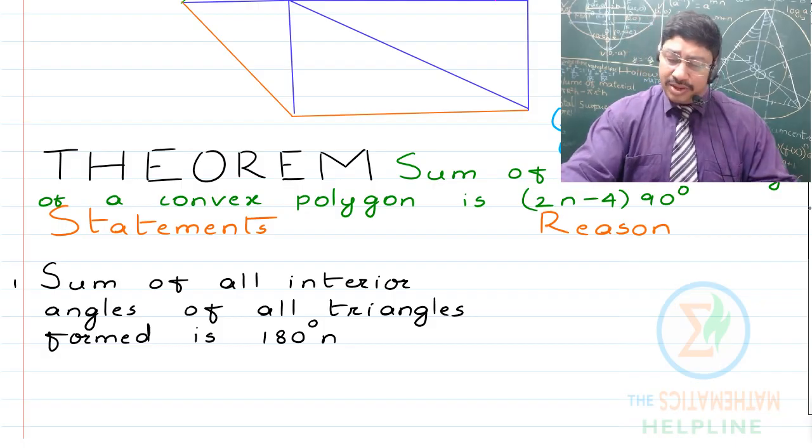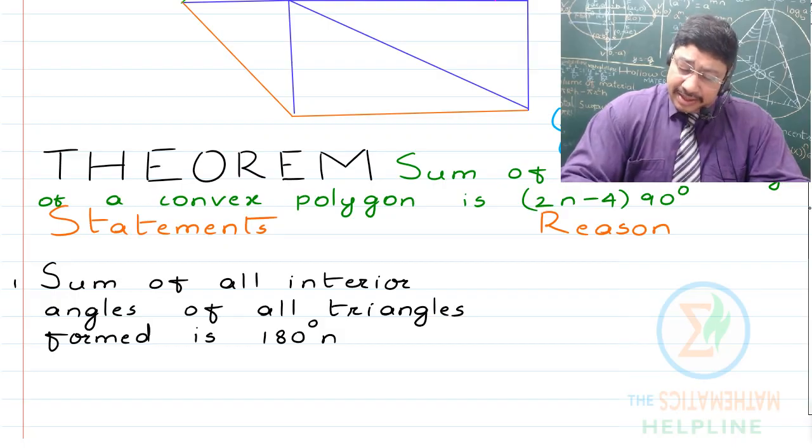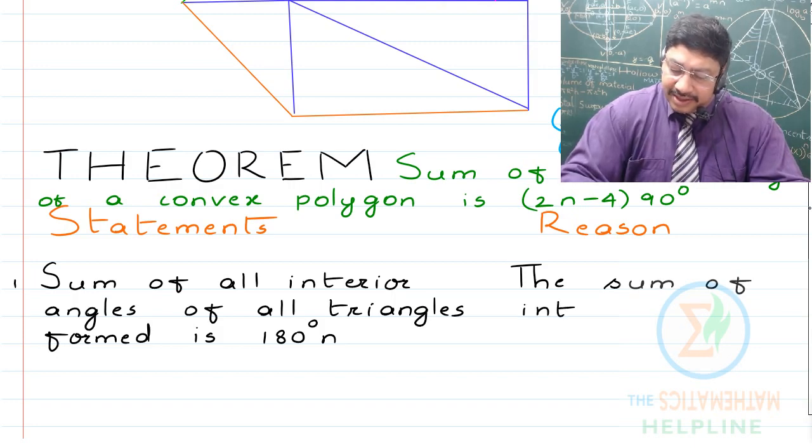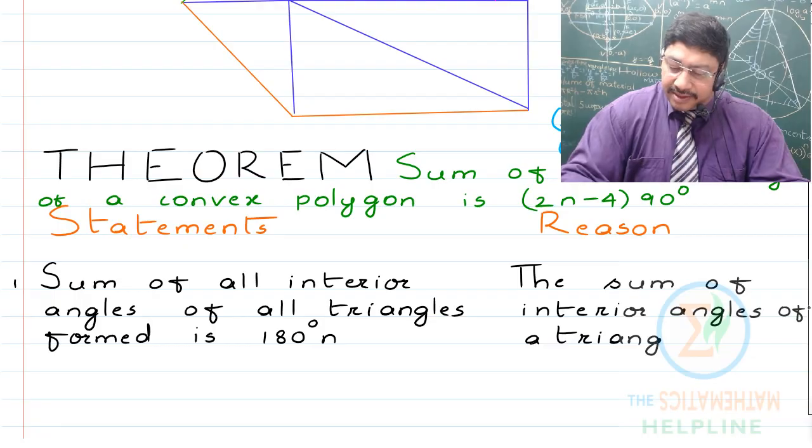Now here, children, we are going to write the reason, that is simply the sum of interior angles of a triangle is 180 degrees, and that is the reason why we've been able to write this.